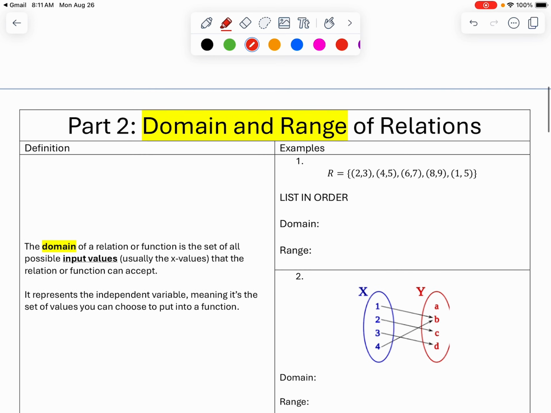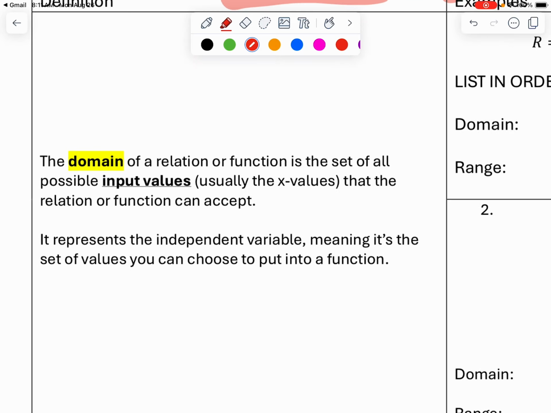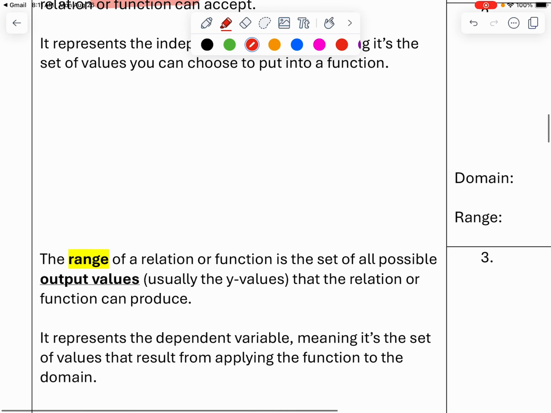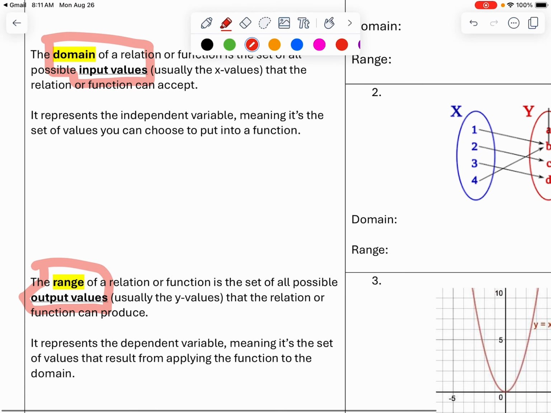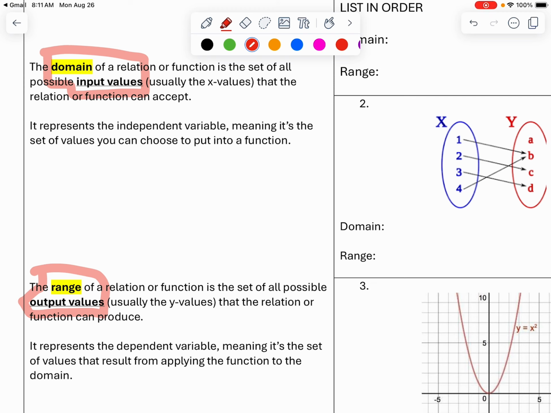All right, part 2. Let's talk about review. What is a domain? What is a range of a relation? So the domain are the input values. So domain goes with input values. And then range, down here I put the definition, range goes with output values. I would suggest pausing the video and reading through those definitions. Take a minute to do that, and then I'll come on back.